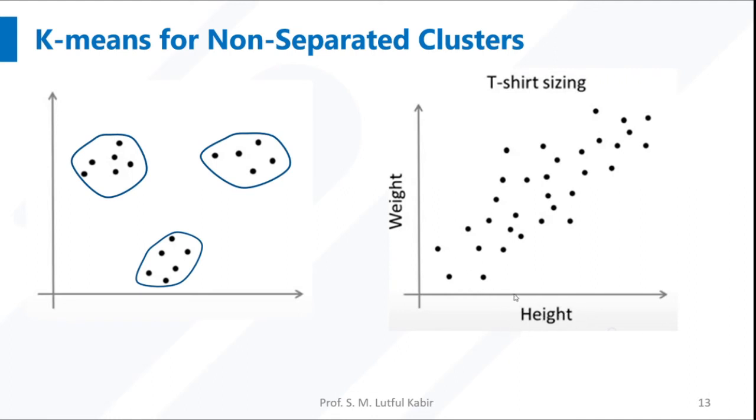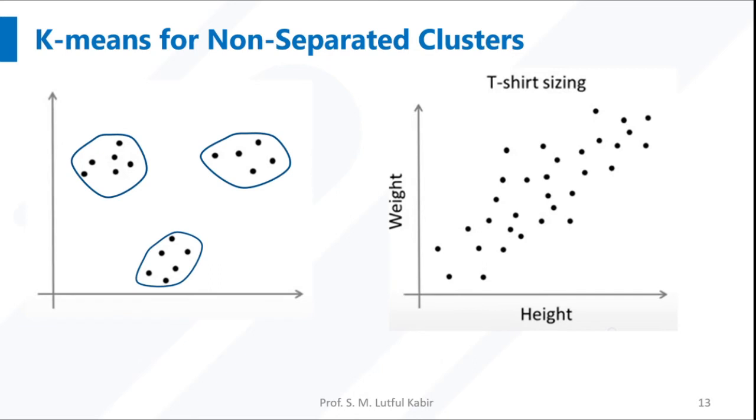That means a person has got a certain height and a certain weight. So that has been marked as a point, and this way these are the data points. As height increases, the weight also increases, but within a certain band. Let us say you want to make t-shirts of different sizes. Let us say you want to make three sizes. One is small, another is medium, another is large.